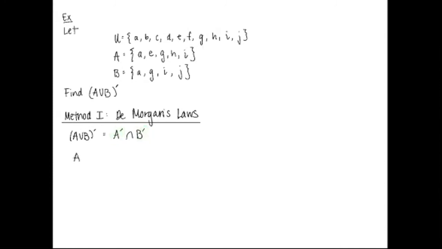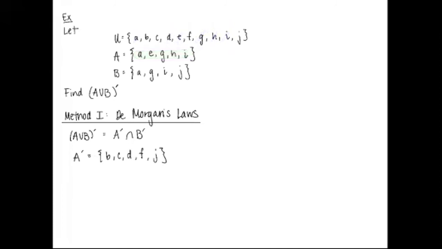So let's find A complement. I've got set A. I want everything in my universal set not in A. So we would not include A, E, G, H, or I. So A complement would be B, C, D, F, and J. Okay. So I don't include A. I don't include E. I don't include G, I don't include H, I don't include I. So those are going to be the letters that remain.